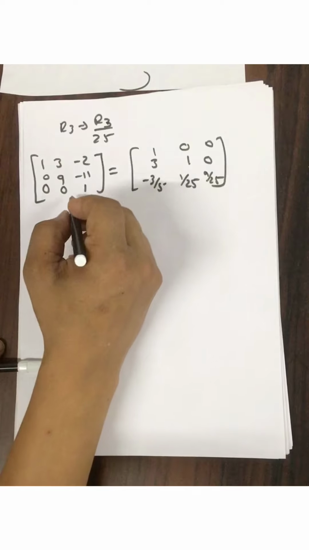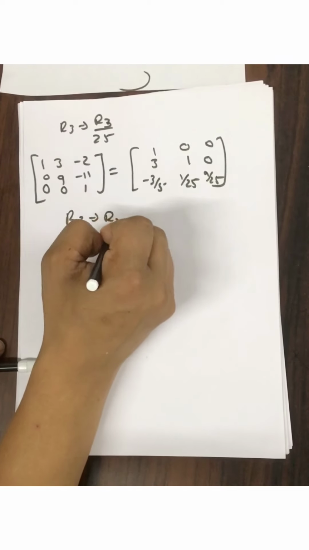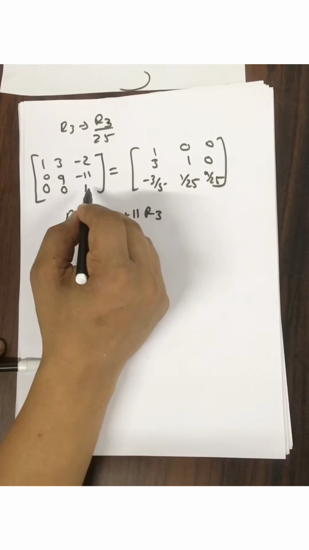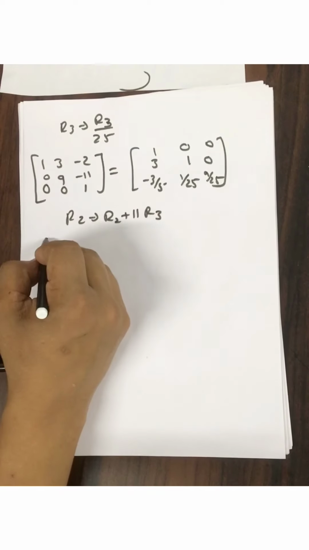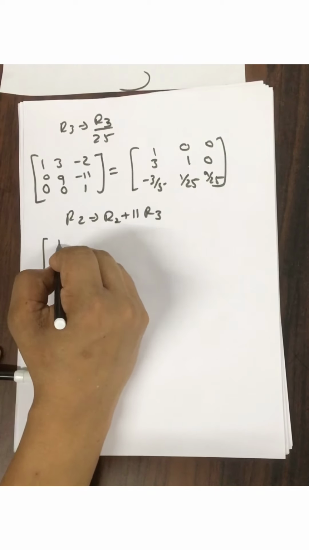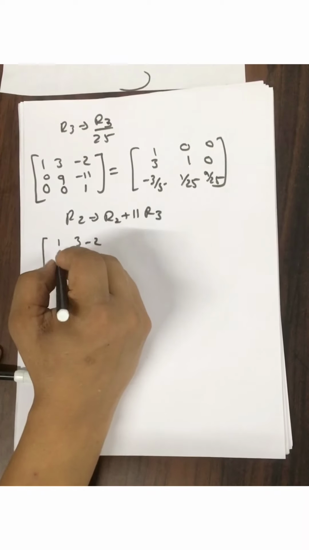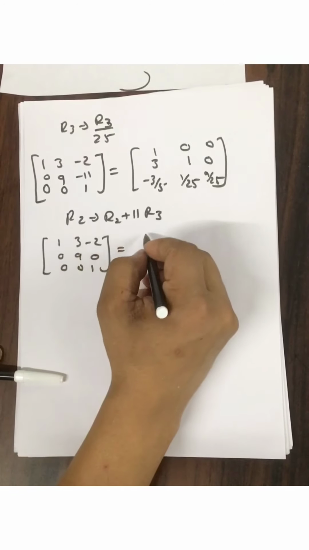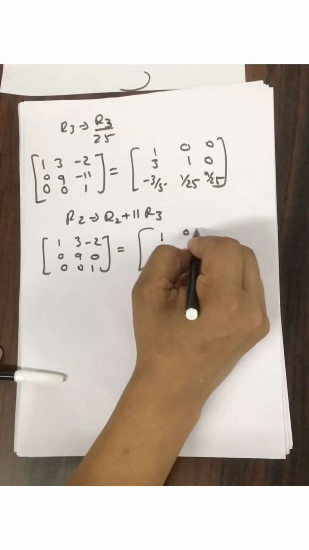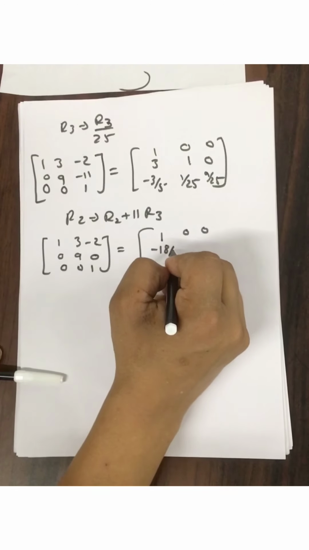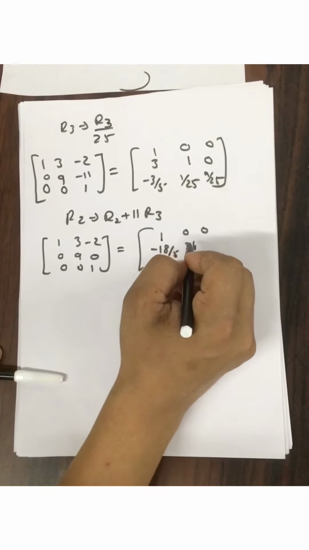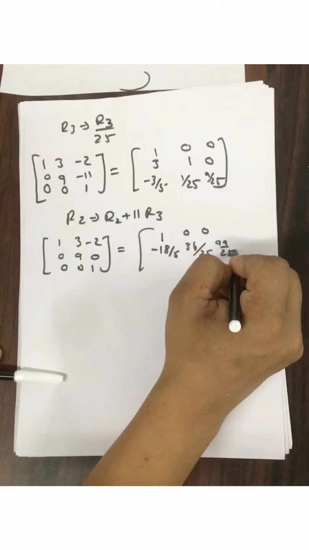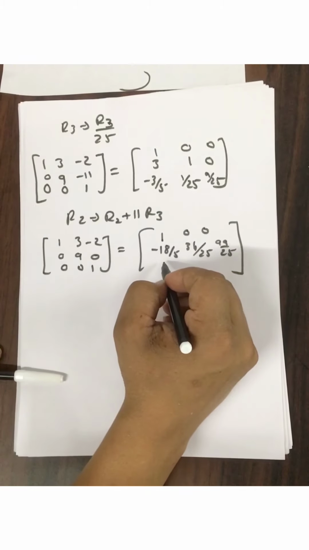Okay, next we can do R2 plus 11 R3. Yes, together, so that this comes 0. 1 3 minus 2, 0 9 0, 0 0 1 equals to 1 0 0, minus 18 by 5, 36 by 25 and 99 by 25, and this will come how much?